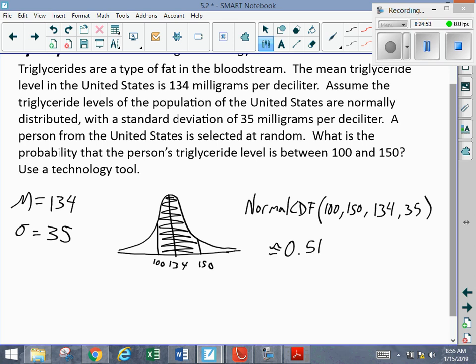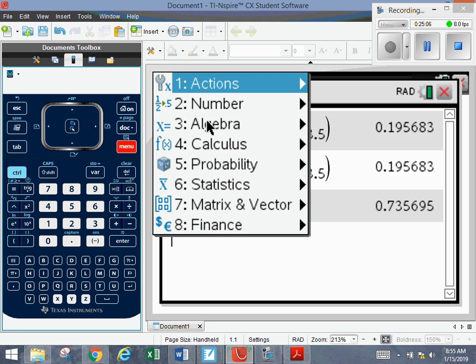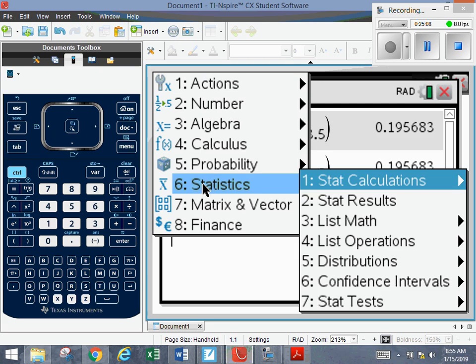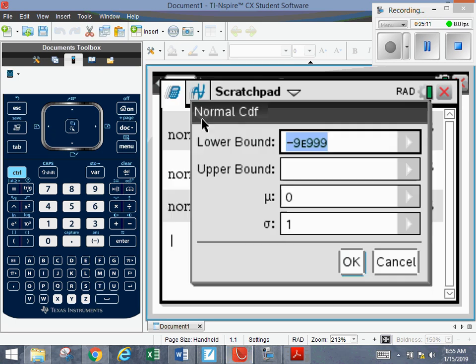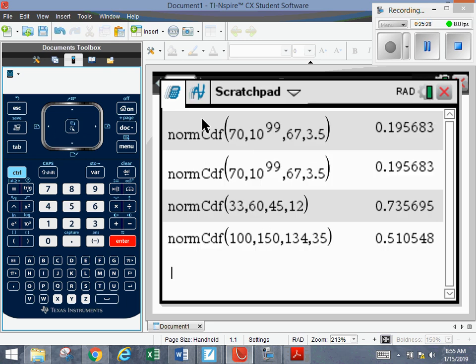And it is approximate, so we have these things. I'll go ahead and put that into the calculator for you so that you can see it one more time. So how would I do that? I would go statistics, distributions, normal CDF, lower bound was 100, upper bound 150, mean 134. Standard deviation was 35. That's right. And there it is.